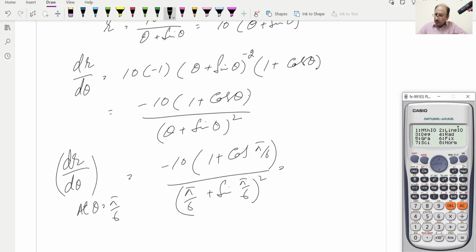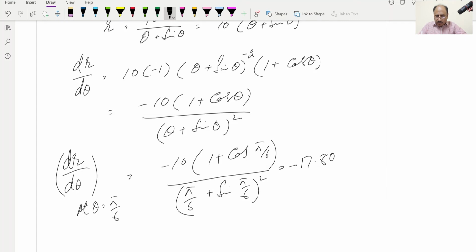mode, so shift mode will be to radians, and this will be equal to minus 10 1 plus, this one should be cos, basically we made a mistake, we have to take cos over here. This will be changed to cos, and now we can check, this is minus 17.80, so minus 17.80 will be the answer for this part.